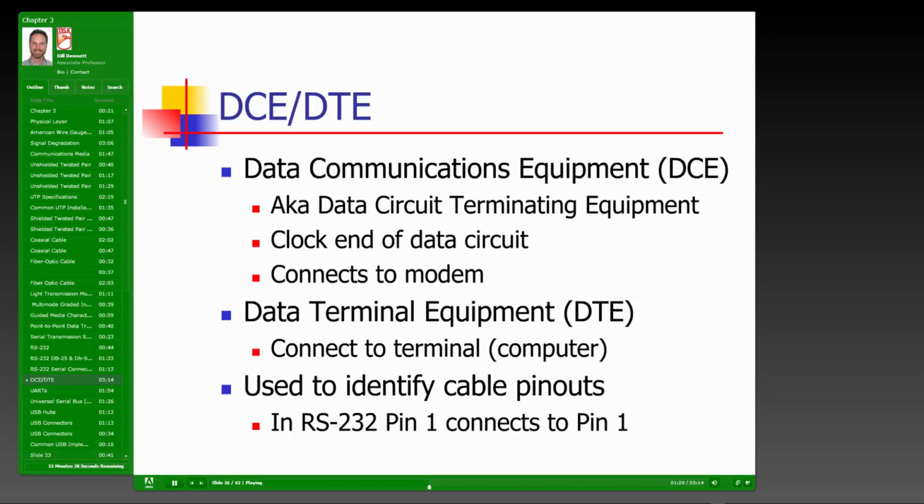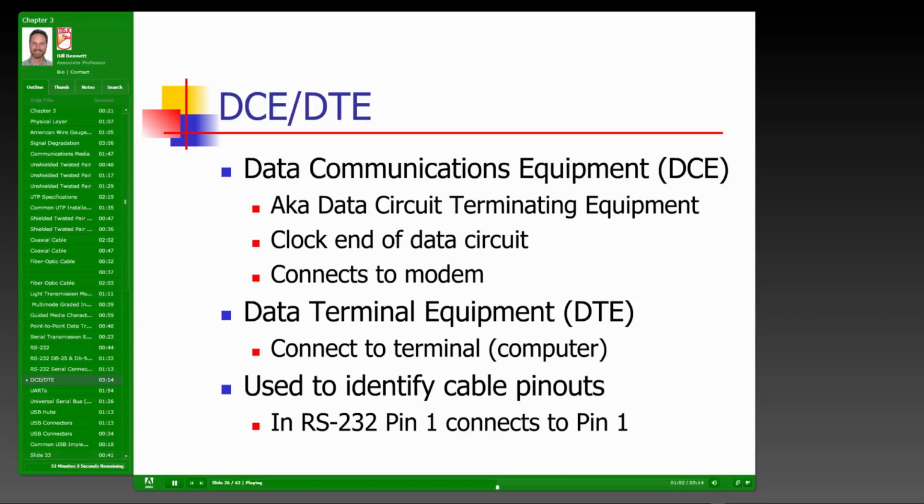So anyway, one end of the communication process is always set up as the data communications equipment, or the DCE, and it's the end that has the actual clock to create the synchronization of that communication process. And so it's important for you to know which end is which. And so the DCE, again, is the clock end. It generates the synchronization. And if we're talking about connection to a modem, it would be the end of the cable that connects to the modem.